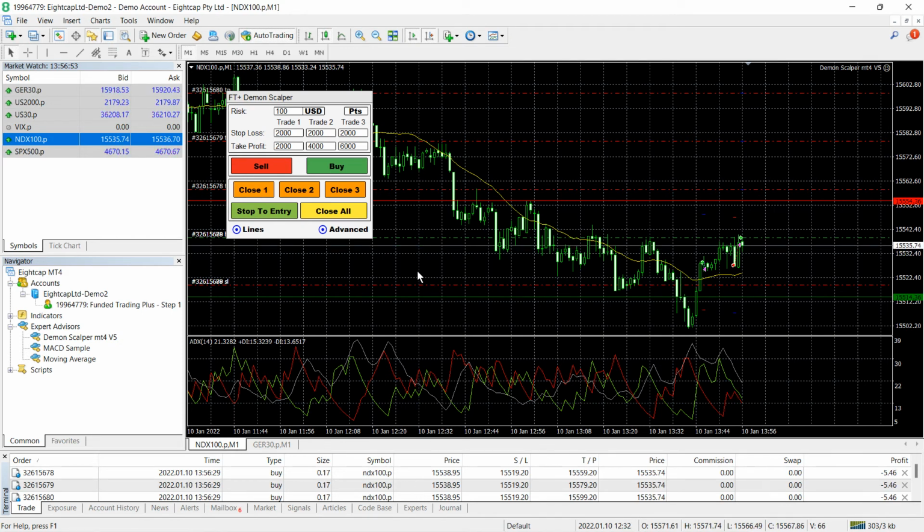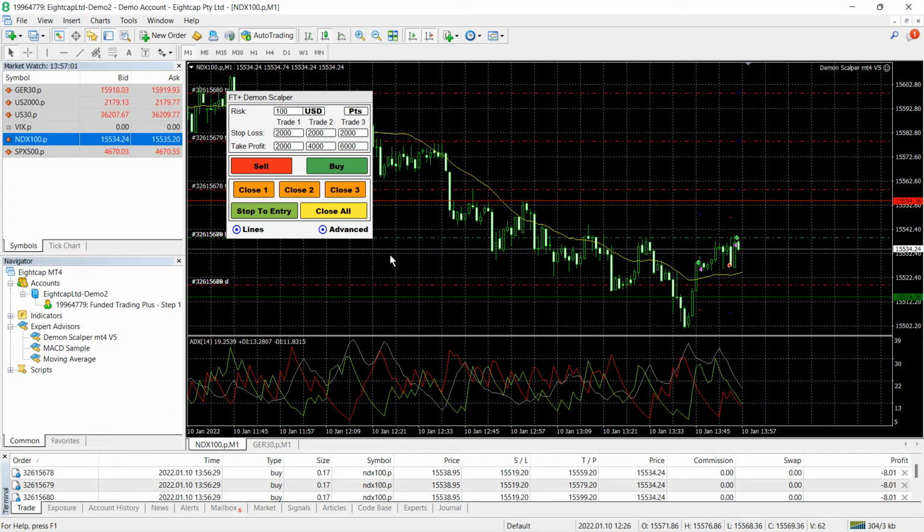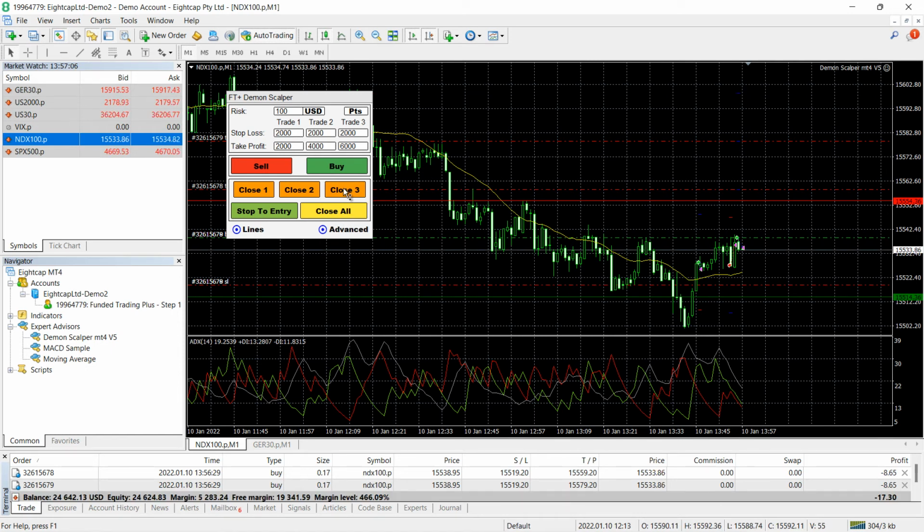Be nice if it went into profit though, wouldn't it? Not that it matters. This is just a demo account to demonstrate the use of the trade panel. I can close one of them, decide I want to have less risk on this market. As you can see, I've closed one. I could have closed any one of the three, it doesn't matter. And if it was in profit, I could put all the stops to break even in one go, or I can close them in one go.